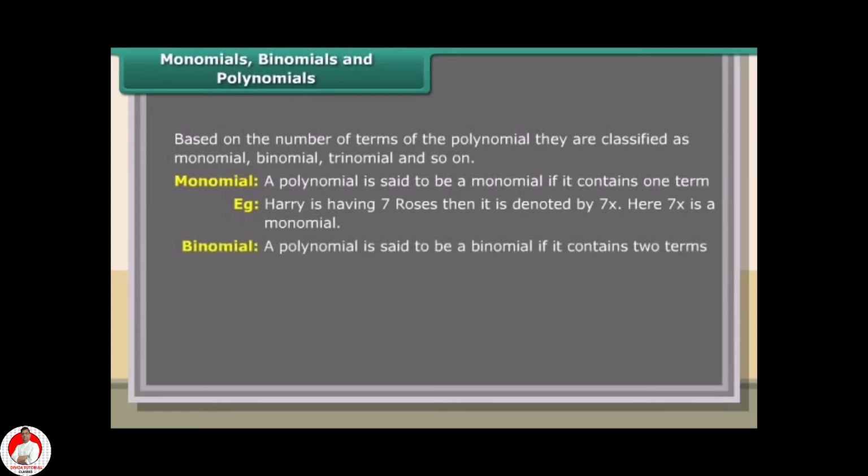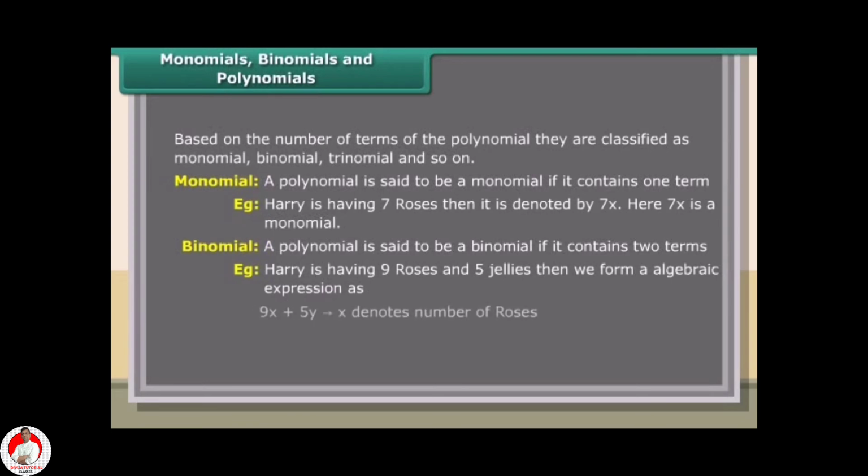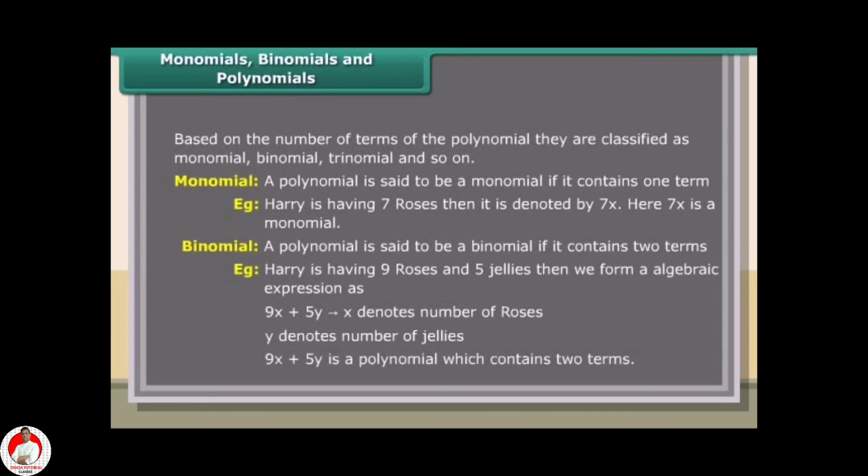Binomial. A polynomial is said to be a binomial if it contains two terms. Example, Harry is having 9 roses and 5 jellies. Then we form an algebraic expression as 9x plus 5y. x denotes the number of roses. y denotes the number of jellies. 9x plus 5y is a polynomial which contains two terms.